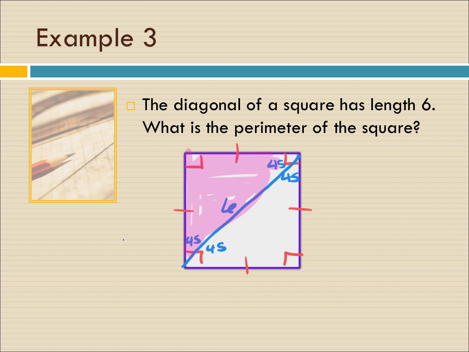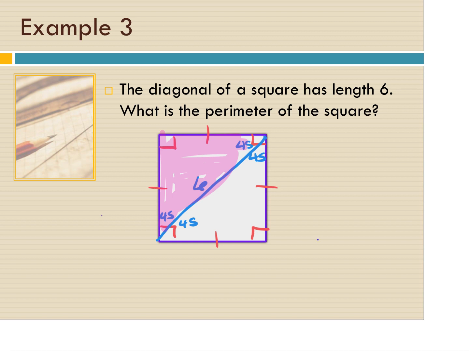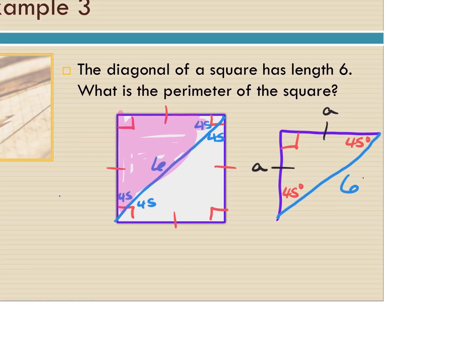So I'm just going to pull off one of the triangles. So if I go ahead and redraw those legs and my diagonal, that diagonal was 6. This is the right angle, and then I have the 45 and the 45. So remember, the very first theorem we learned is that when you have two congruent 45-degree angles, these sides are also congruent. And then this could be A, this could be A, and then this 6 is going to be equal to A times the square root of 2.